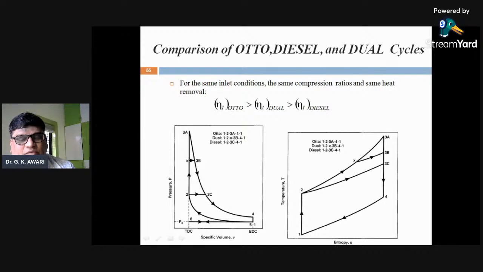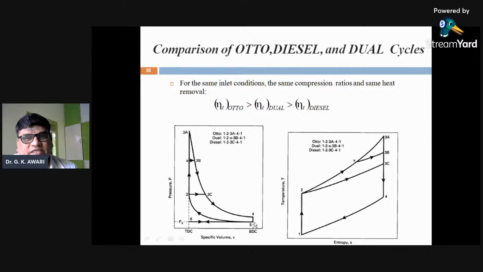On a PV diagram, these cycles are being plotted. That is 1 to 2, which is basically the compression. Then 2 to 3, naturally, is the Otto cycle. Then 3 to 4, and 4 to 1. So this is the Otto cycle. Diesel cycle, what is the diesel cycle? 1 to 2, and then 2 to 3 is constant pressure heat addition in the diesel cycle, then 3 to 4, and then 1.